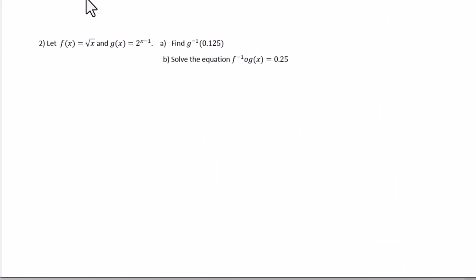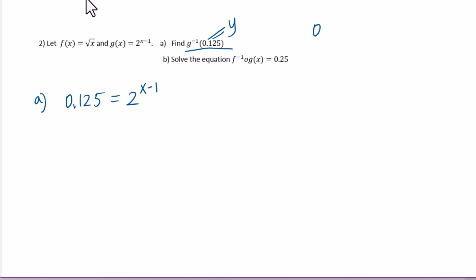Question 2. F of x equals square root of x and g of x equals 2 to the x minus 1's power. Find the inverse g of 0.125. Inverse g of 0.125, this 0.125 is y. We will set up 0.125 equals 2 to the x minus 1's power.